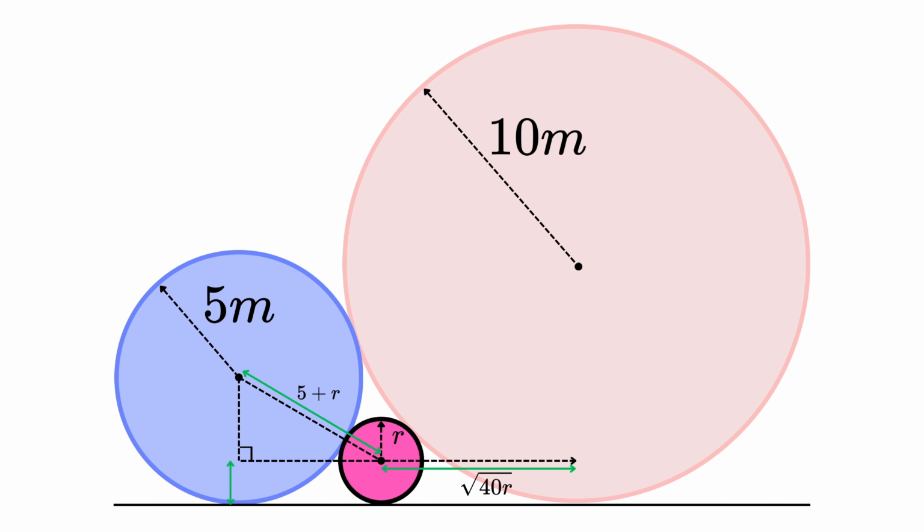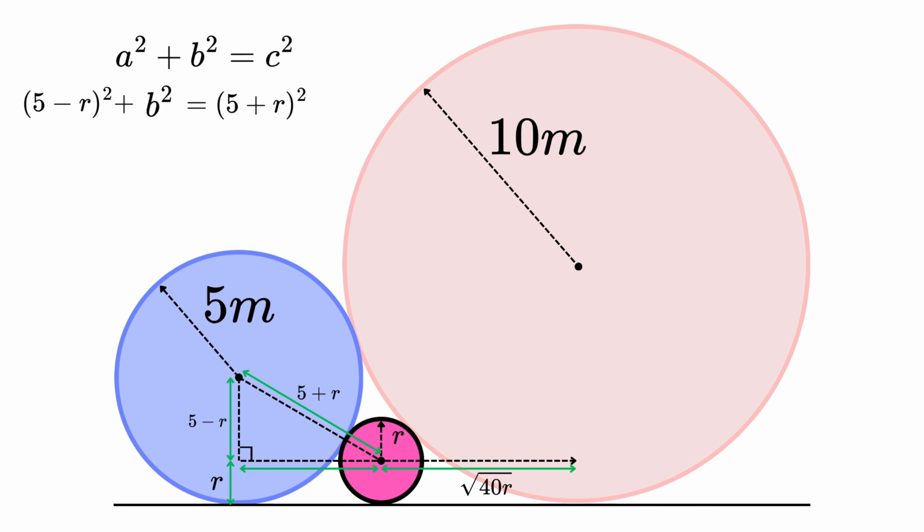We know that the length below our triangle is equal to the radius of our pink circle, so the side of our triangle is equal to the radius of our blue circle minus r, or 5 minus r. And we can now use Pythagoras to work out the final length, where a squared equals (5 minus r) squared, b is the length we're trying to work out, and c equals (5 plus r) squared. So working it through again, we find that b squared equals 20r, and b is the square root of 20r.